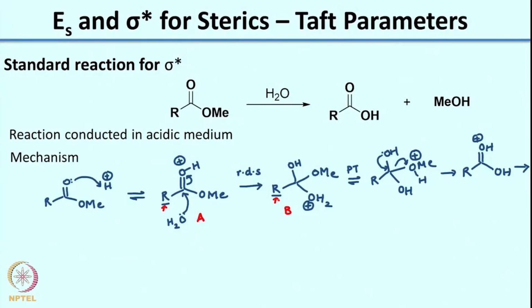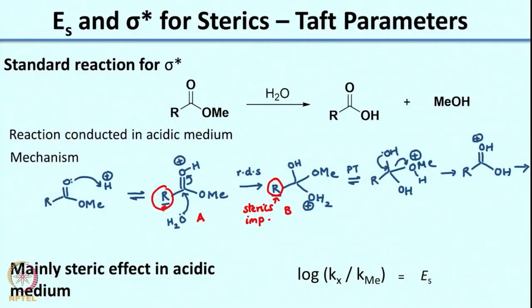So, this is a very nice example where the electronics actually does not play much of a role at all in dictating the energy of activation or kinetics of the reaction. So, then what will play an important role? Sterics. So, this is a very nice example where if I consider the R group, sterics is actually very important. Electronics is not. So, this reaction can be used for you to determine the effect of sterics. So, that is essentially what was done.